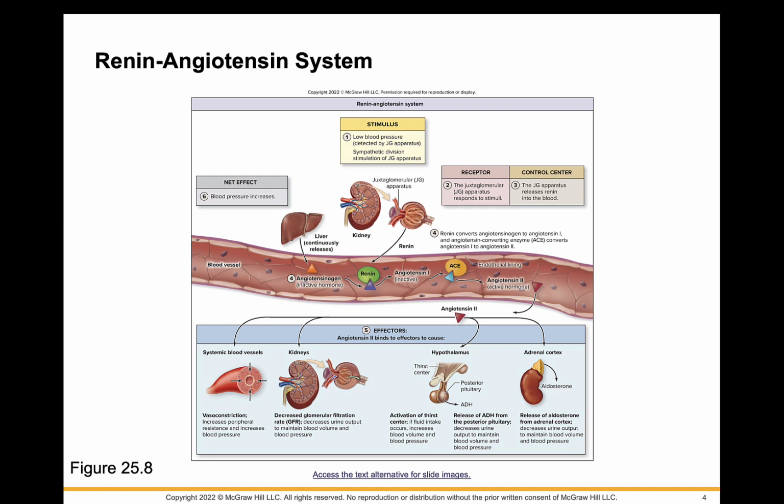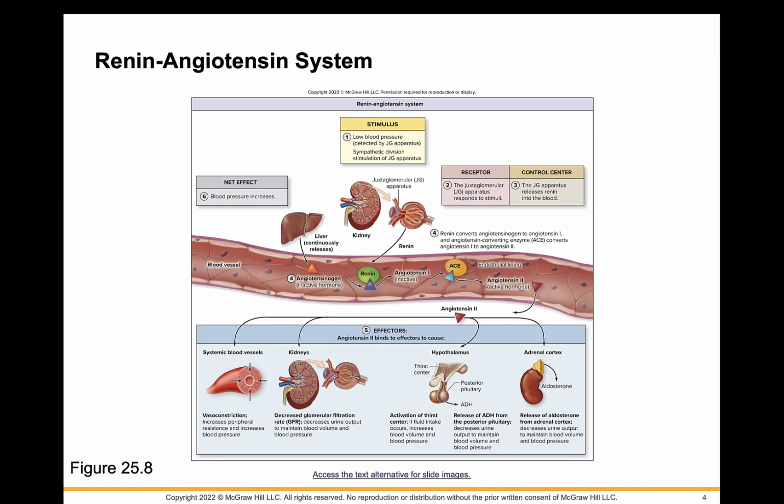The stimulus to activate the renin-angiotensin system is low blood pressure, and that would be detected by the Golgi apparatus, or the sympathetic division directly stimulating the Golgi apparatus. The receptor and control center are both the Golgi apparatus. And now let's take a look at how we actually get to angiotensin II.